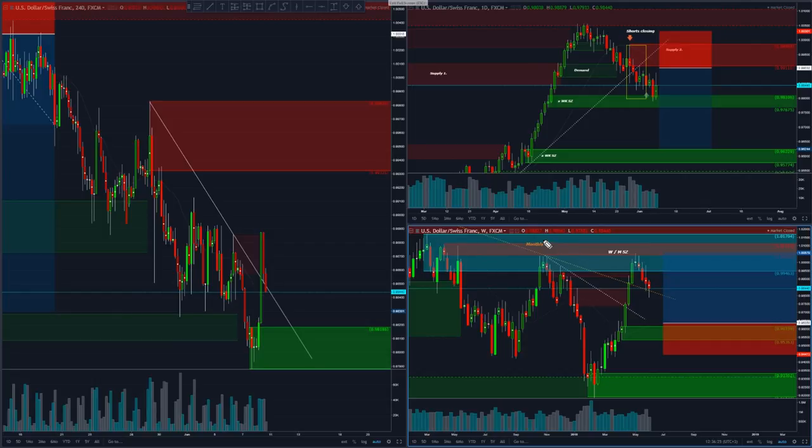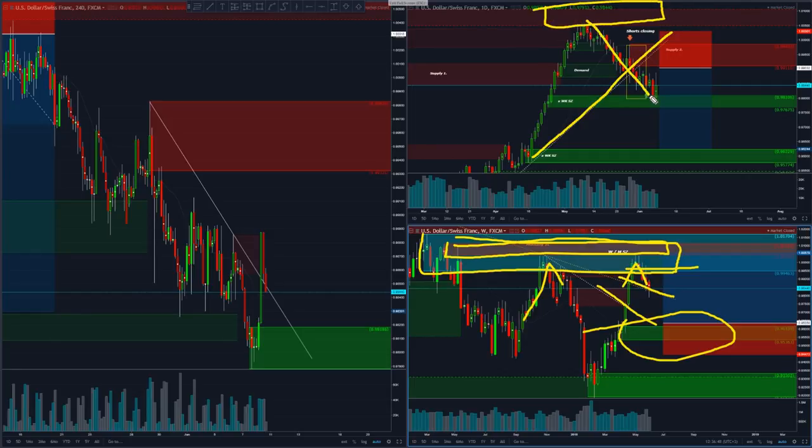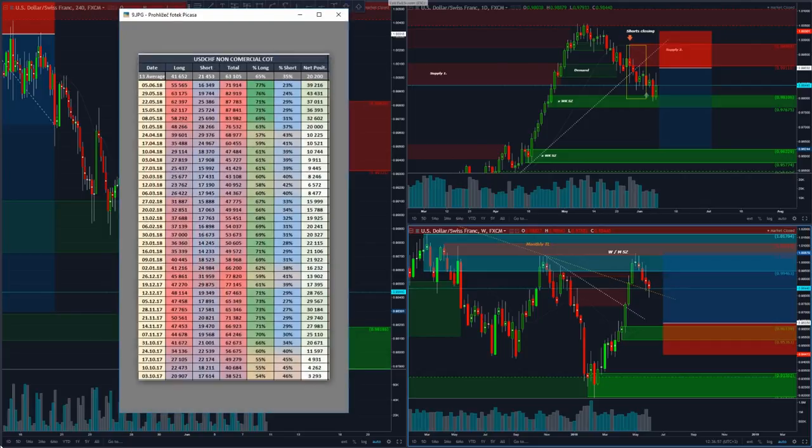For now we have this weekly supply zone and the monthly supply zone, which is already retested a second time, and it's holding price between this supply zone and these trend lines and this zone. On the daily, if you look at it closely, we can see that we broke through this trend line from the supply zone and the market is dropping now. However, I don't think it's dropping because the franc is strong. I think it's happening because of the weak dollar.